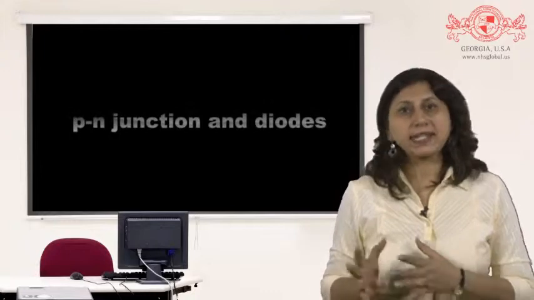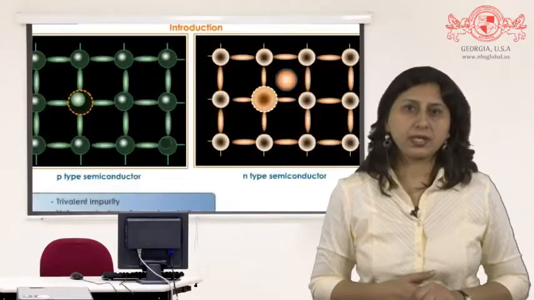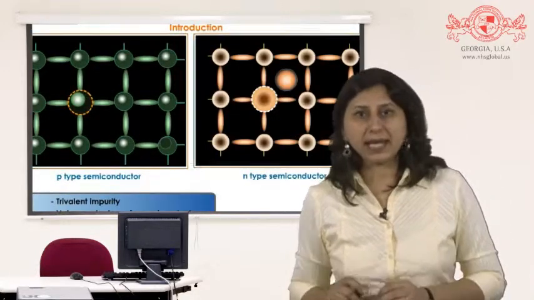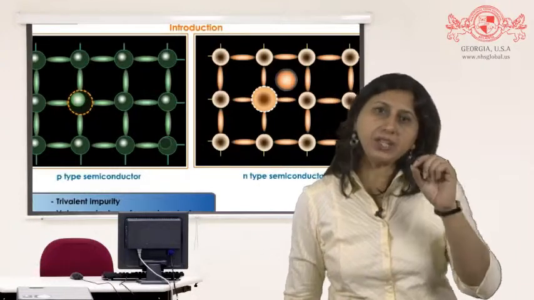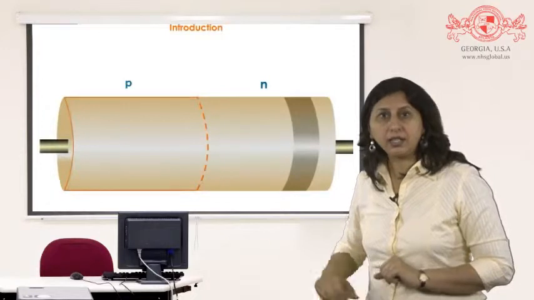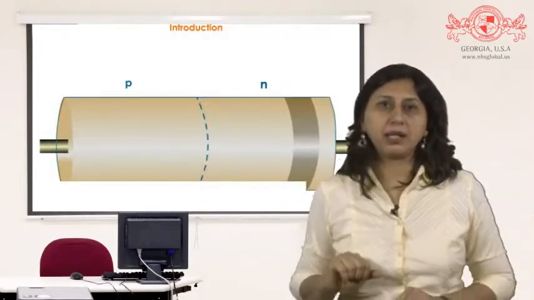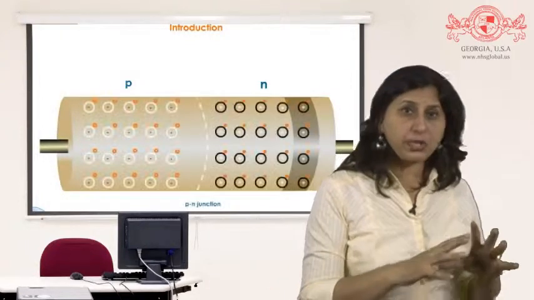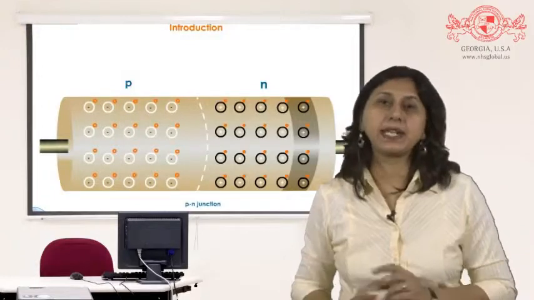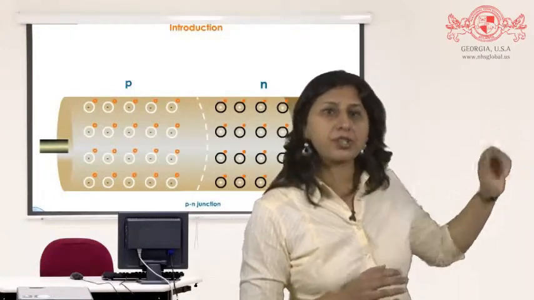P-N junction and diodes. Let us now talk about P-N junction and diodes. To increase the practical utility of a P or N-type semiconductor, a P-N junction is created in a semiconductor crystal. Here, one half is P-type and the other half is N-type. P-N junction is the arrangement obtained when a P-type semiconductor is joined to a N-type semiconductor. Now this is a P-N junction.